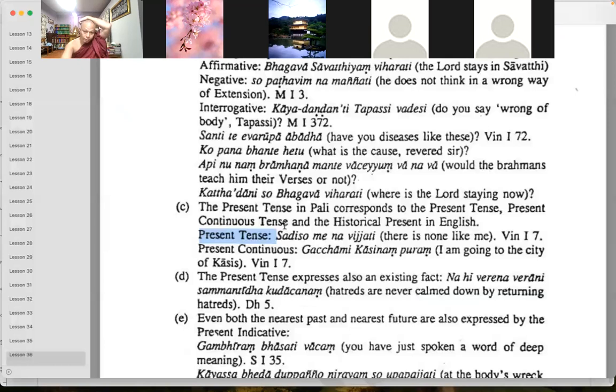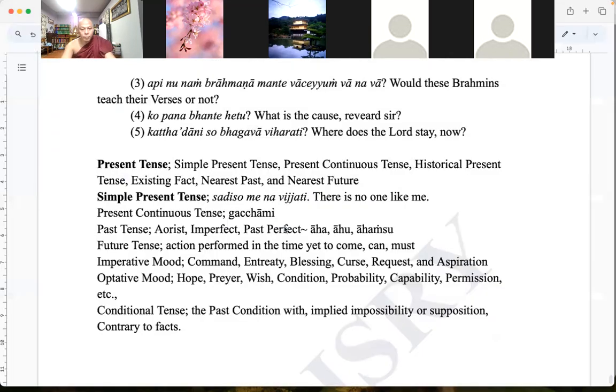So "gacchāmi". So "Kāsinaṃ puraṃ". Maybe "Kāsinaṃ" also, or "Kāsinaṃ puraṃ". "Gacchāmi Kāsinaṃ puraṃ". I'm going to that city of the Kāsis, in this way.